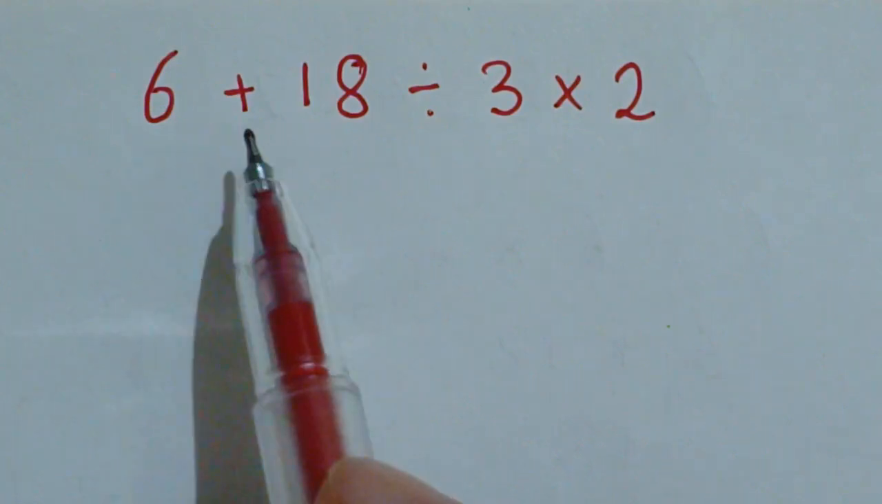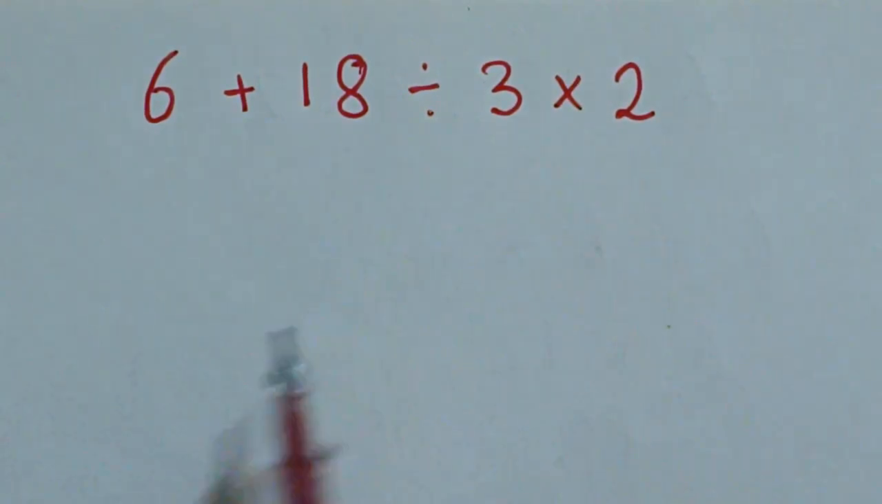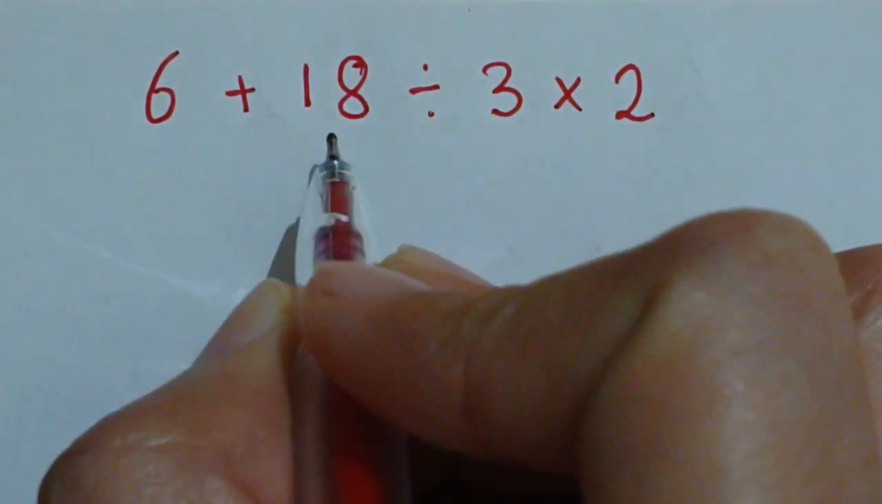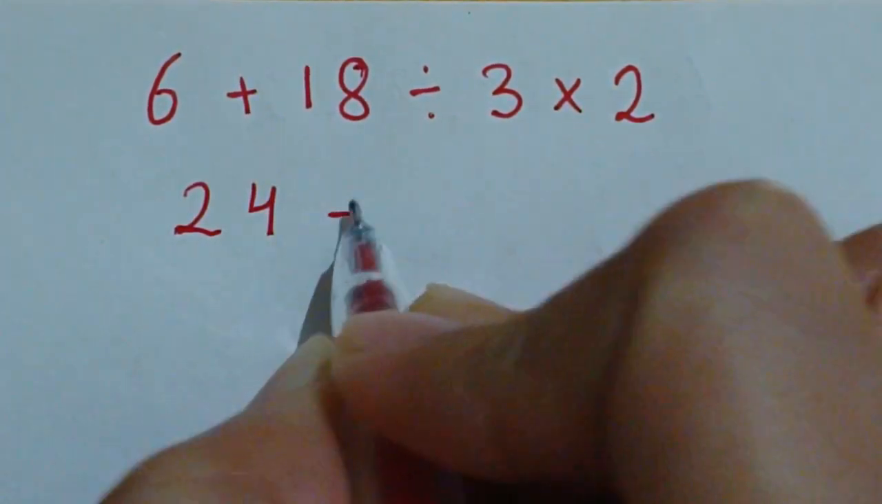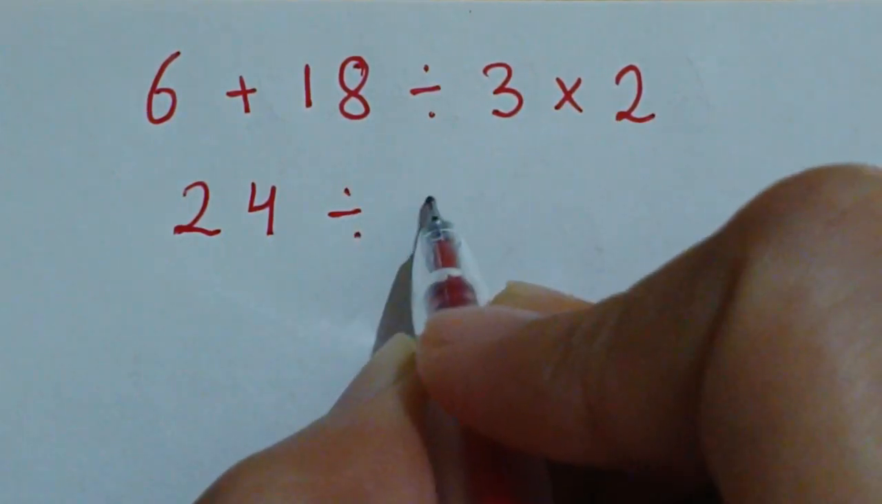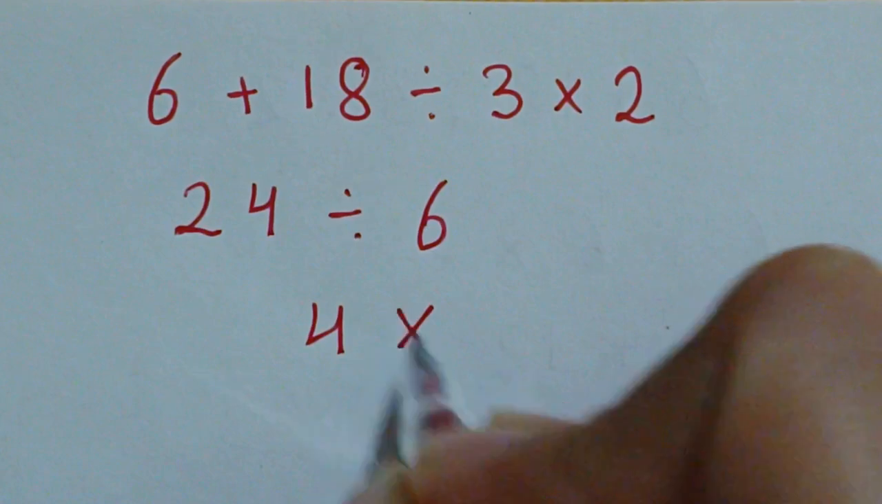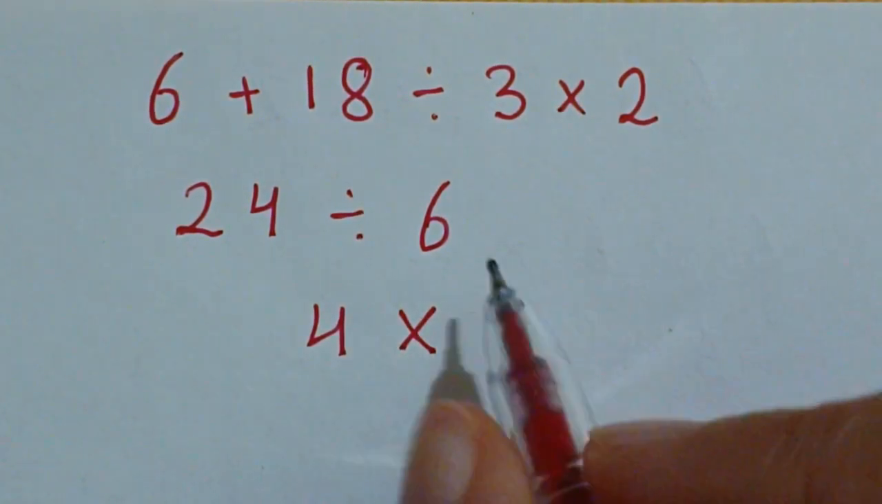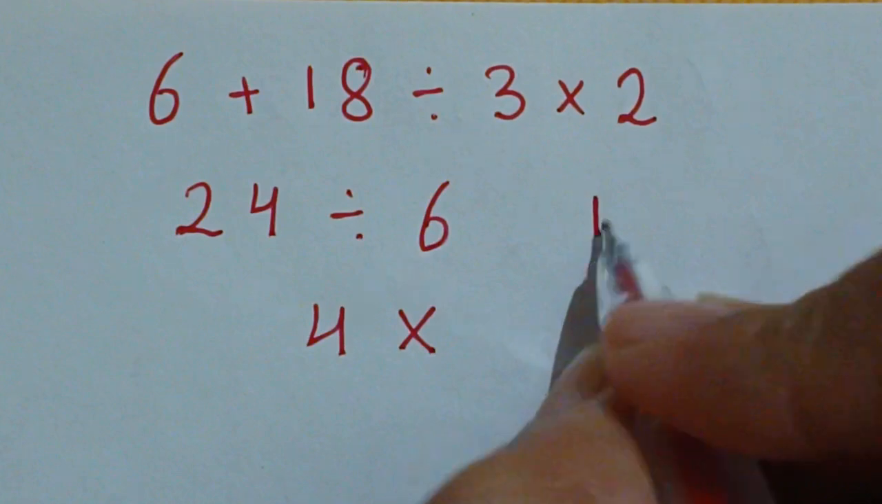Solve this: 6 plus 18 divided by 3 times 2. So 6 plus 18, which is 24, divided by 3 is 8, times 2 gives 16. But this is the wrong value. So here we'll solve this expression by using the PEMDAS rule.